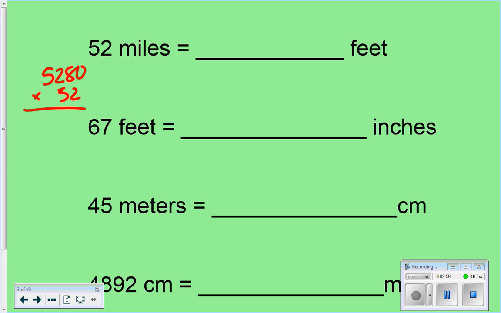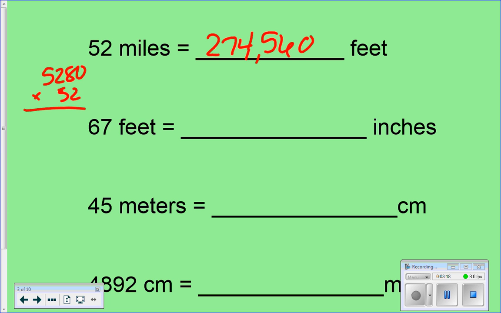5,280 times 52. I won't do it by hand. It's only 12 or 13 problems, it's not bad. So it should be 274,560. Okay, so that's how many feet are in 52 miles.